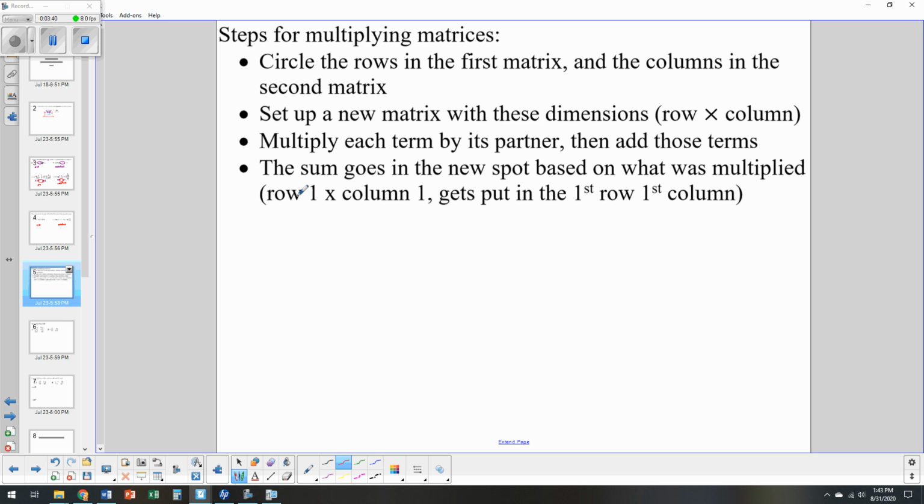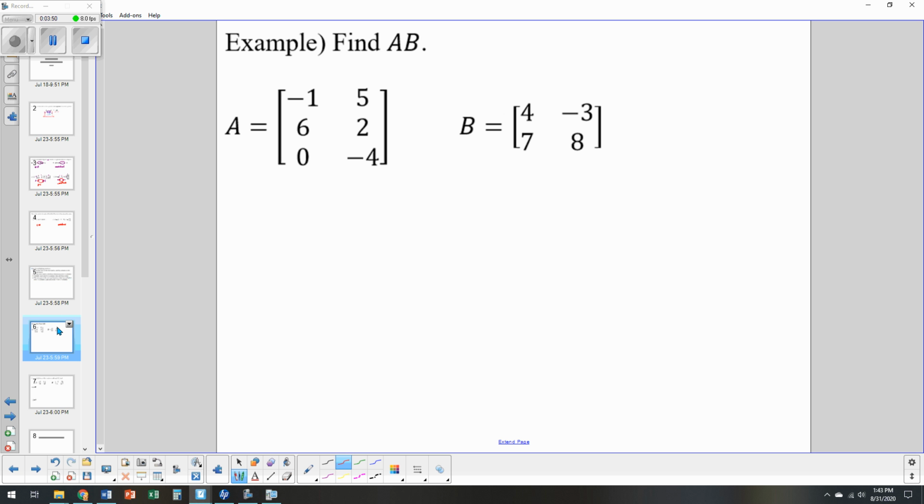So if I was multiplying row 1 and column 1, it gets put in the first row, first column. I know this sounds confusing, but once you see it in action, it should be a little clearer. So we're going to find the product AB.